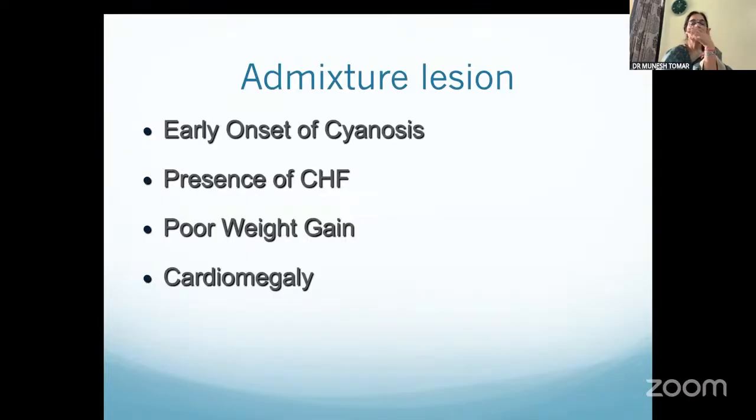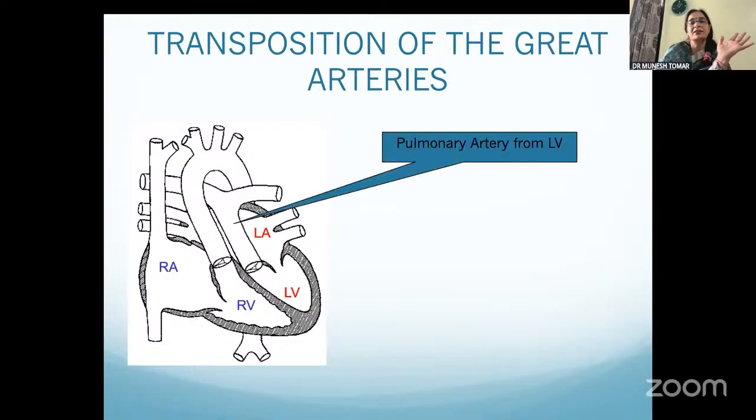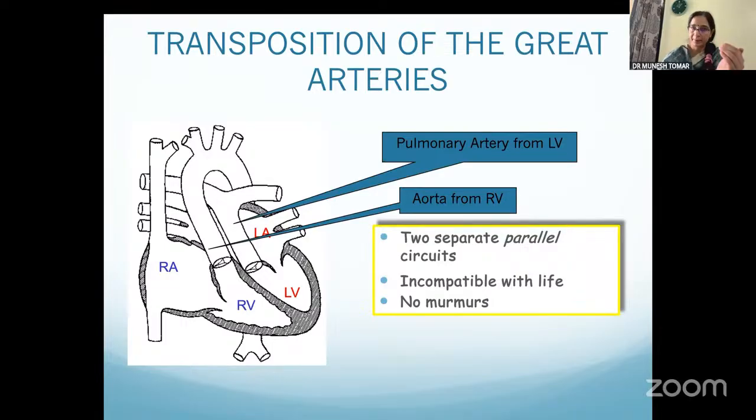Coming to admixture lesions, they present with early onset of cyanosis because there is increased pulmonary blood flow. They present with features of congestive cardiac failure, weight gain, and cardiomegaly on chest X-ray. The commonest neonatal cyanotic heart defect is transposition of great vessels, where the pulmonary artery arises from the left ventricle and the aorta arises from the right ventricle. In this situation, the child cannot survive because the whole systemic blood flow is going to the aorta and the oxygenated blood into the pulmonary artery. You have to have communication in between, and that is the reason they survive, whatever number survive. The commonest is the interatrial communication; you may have VSD, you may have PDA.